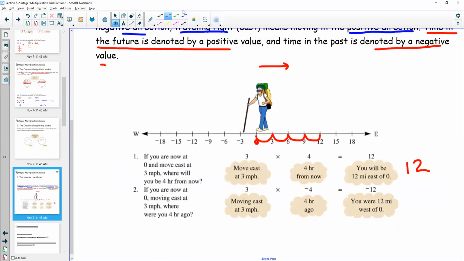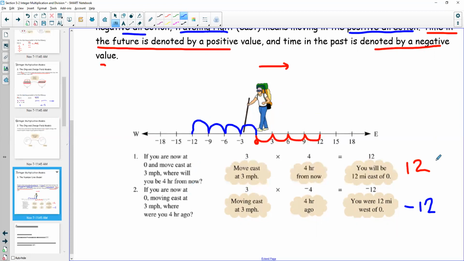If I'm now at 0, and I'm going to move east at 3 miles an hour, where was I 4 hours ago? So 4 hours before now. That's time in the past. That's a negative value. I'm going to move to the left to get time in the past. Okay? So 4 hours before now, I was 12 miles west, which is the same on the number line as -12. We don't think about negative distances, but this is another way to think about this, okay?